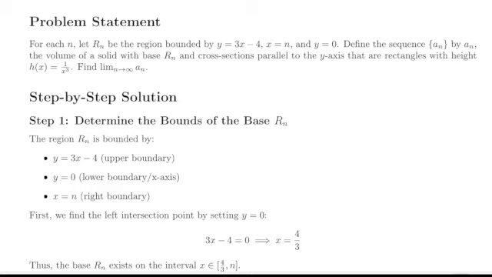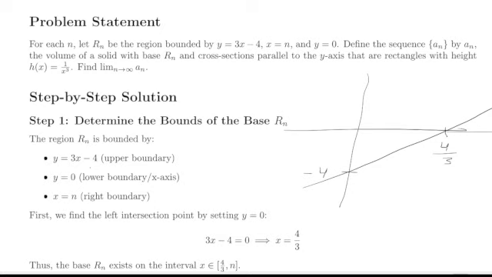Let's first draw this out. So this is y equals 3x minus 4. So y-intercept at negative 4. And then when we set this equal to 0, we get x-intercept at 4/3. And we want the right boundary to be x equals n.